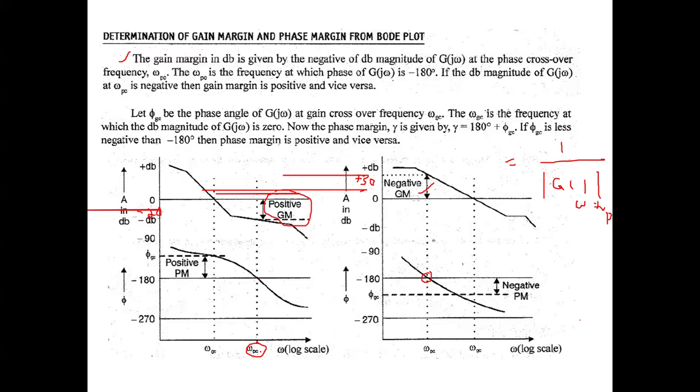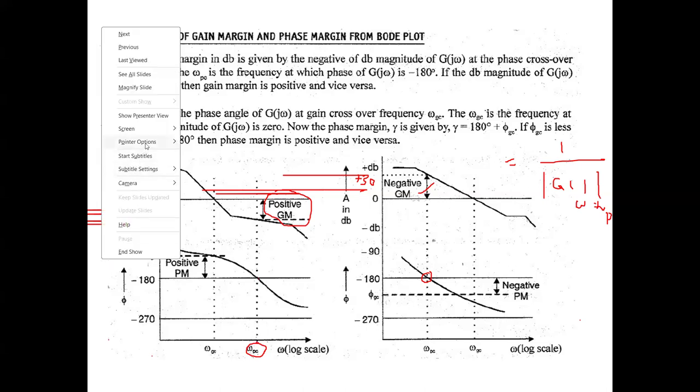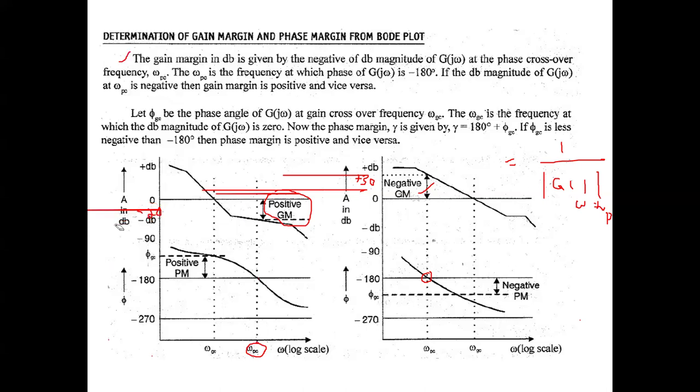the phase crossover frequency. Exactly at the same frequency, you can extend that line, and it will touch the magnitude plot. The corresponding magnitude value will be known as the gain value. Then from that, we need to calculate the gain margin value. Clear? So if gain is negative, gain margin is positive. If gain is positive, then the gain margin is a negative value.